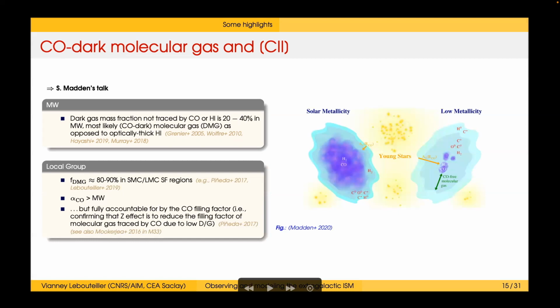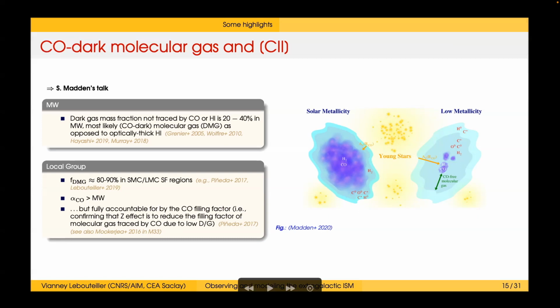In SMC or LMC star forming regions, the fraction of the dark molecular gas is huge. It can be 80 to 90%, which leads to an alpha CO, which is the CO to H2 conversion factor, much larger than in the Milky Way. But if you account for the filling factor of the CO clouds, if you measure it, then you find an alpha CO that is not so different from the Milky Way. And that confirms the fact that it is probably a metallicity effect. And that's supposed to be illustrated here. I mean, that's what we understand happens.